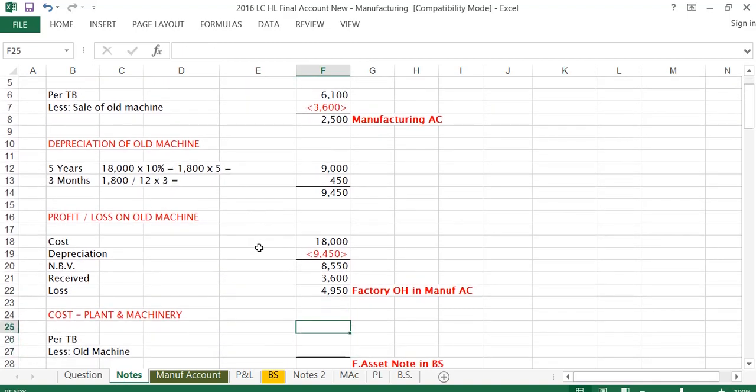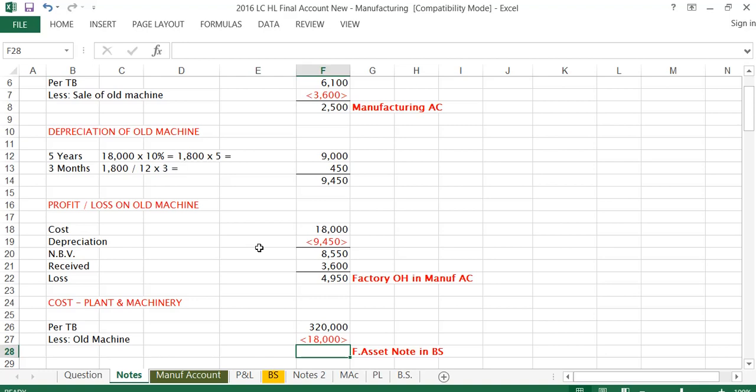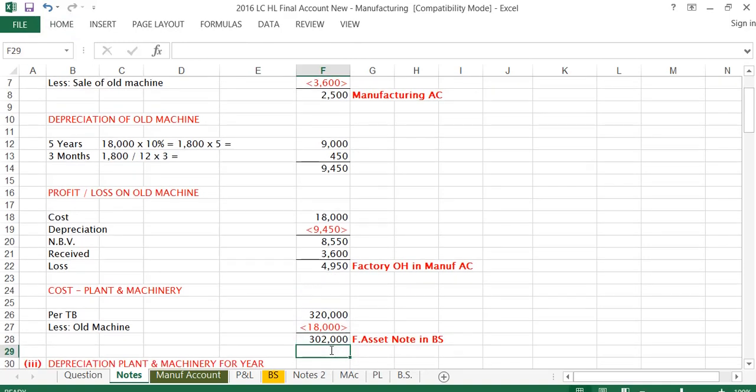The last note we need to do here is the cost of plant and machinery. The cost of plant and machinery from the trial balance is 320,000. We sold a machine which had a cost of 18,000, so I'm going to take that away, and that will leave me with plant and machinery of 302,000.